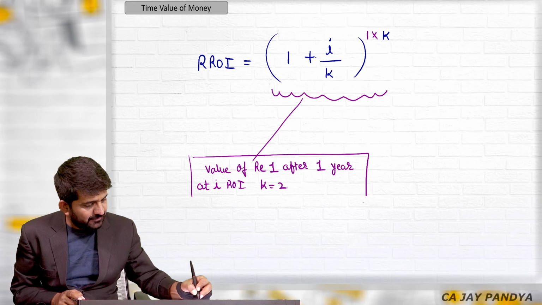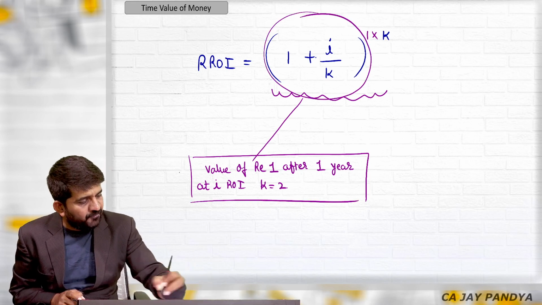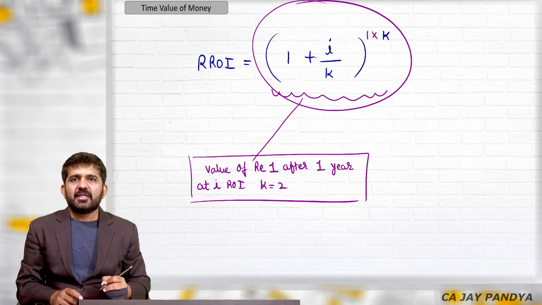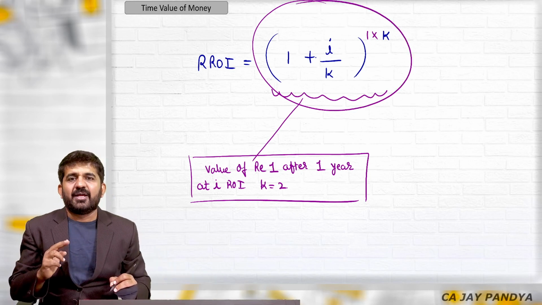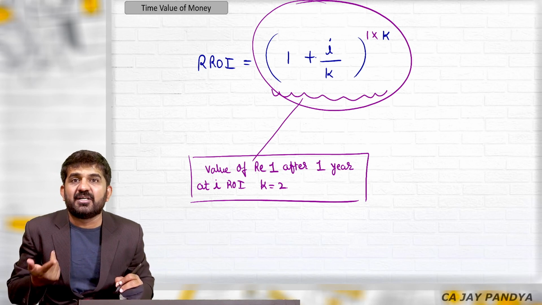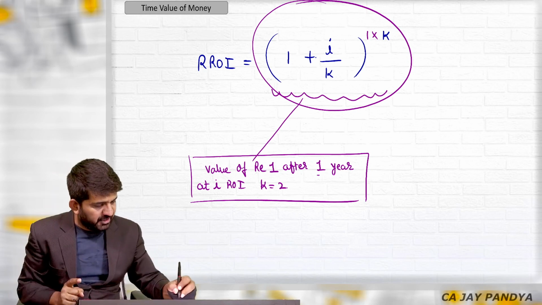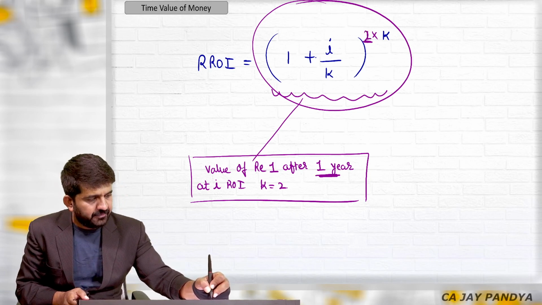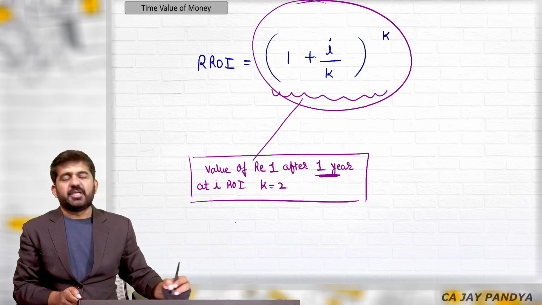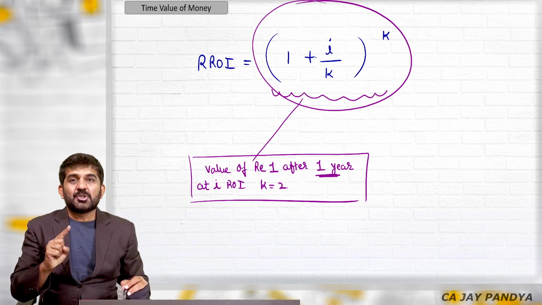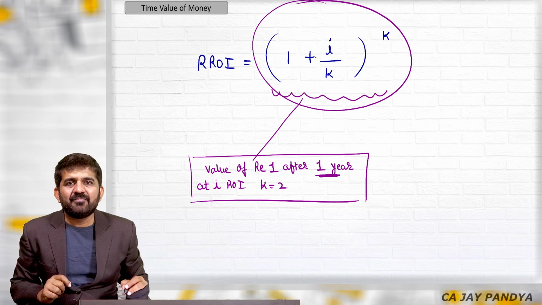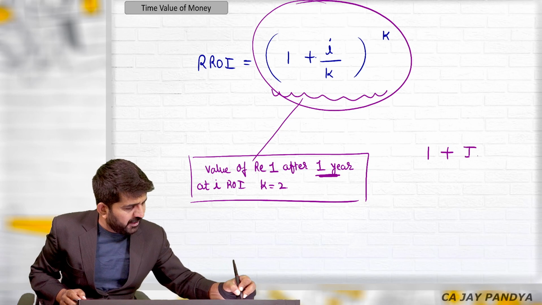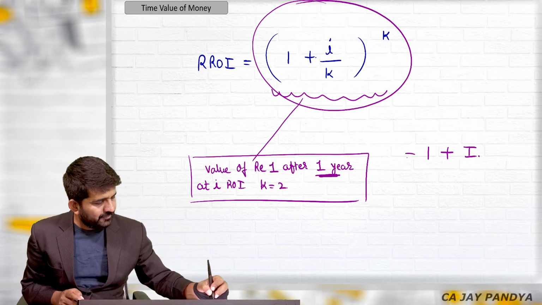What is this? Value of rupee 1, sorry. It is value of rupee 1 at I rate of interest, where interest is compounded more than 1 time in a year, after 1 year. Because here I have not taken 2 or 3 or 4 or 5. I have taken 1 over here. Alright. So you are getting value after 1 year where 1 rupee was invested.